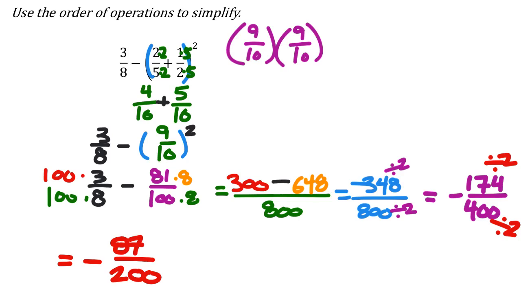So again, the calculator has confirmed, by typing that in, that it is negative 87 200ths.